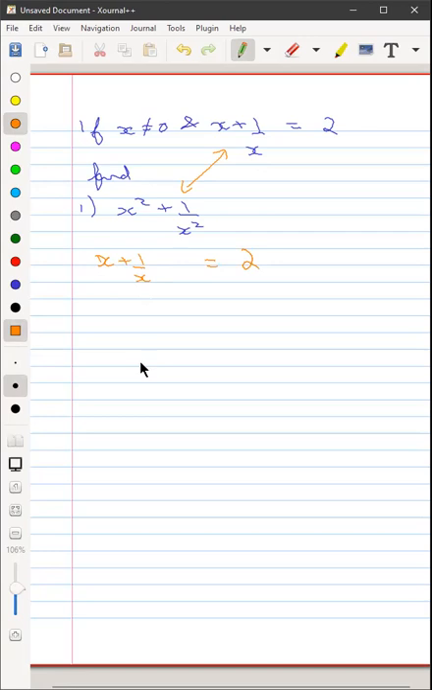Now, if I square this and I also square this, what happens? It will be x square plus 1 upon x square plus 2, is equal to what will be the right hand side? 4. Now, can you solve this? Yes. It will be x square plus 1 upon x square is equal to 2. Isn't that our answer? That's what we need to find out.